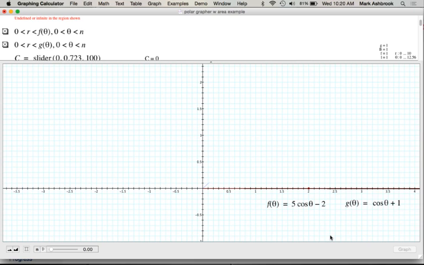Can you sketch each of these in the first quadrant? Sketch each of these in the first quadrant: 5 cosine theta minus 2, and cosine theta plus 1. Only from 0 to pi over 2. It's good practice. Just do the first from 0 to pi over 2. Sketch both of those.